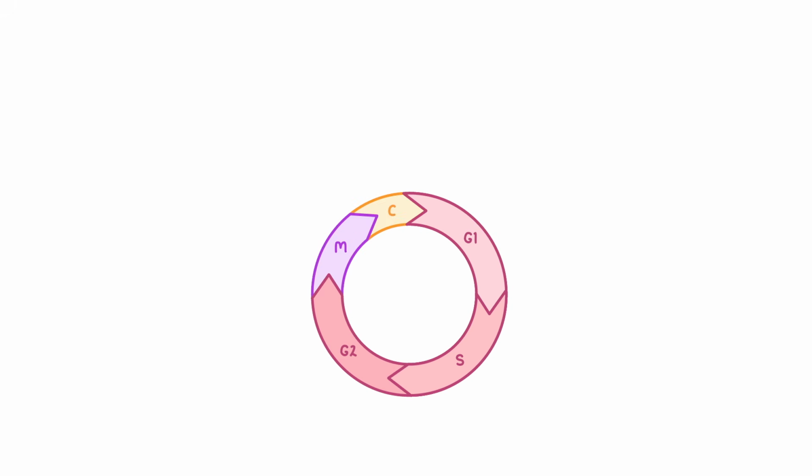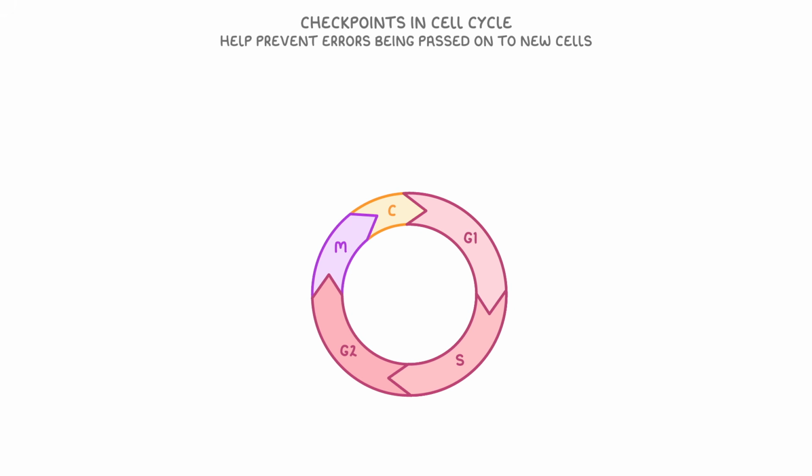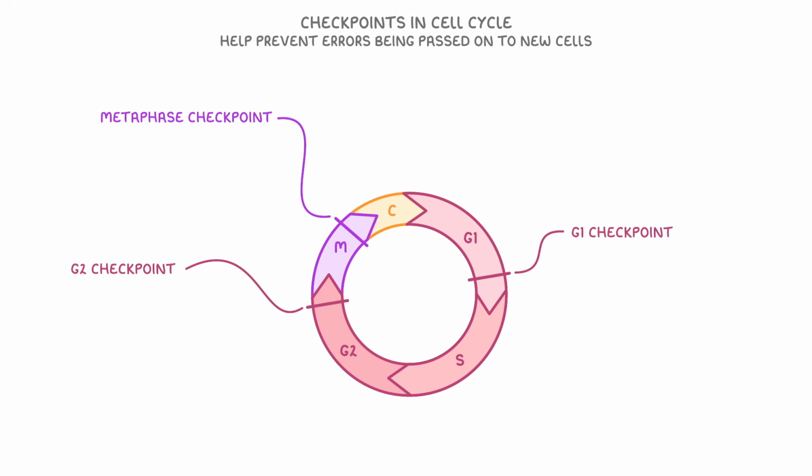Then to finish up, let's look at some of the checkpoints in the cell cycle, and these help to prevent errors from being passed on to new cells. Now overall, there are three main checkpoints during the cell cycle that we need to cover. There's the G1 checkpoint, which happens near the end of the G1 phase, the G2 checkpoint, which happens near the end of the G2 phase, and then there's the metaphase checkpoint, which occurs during a stage of mitosis called metaphase.